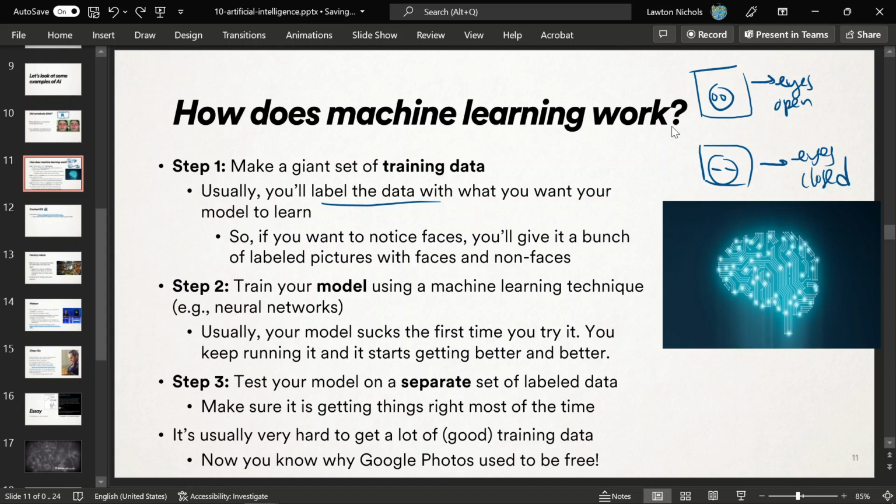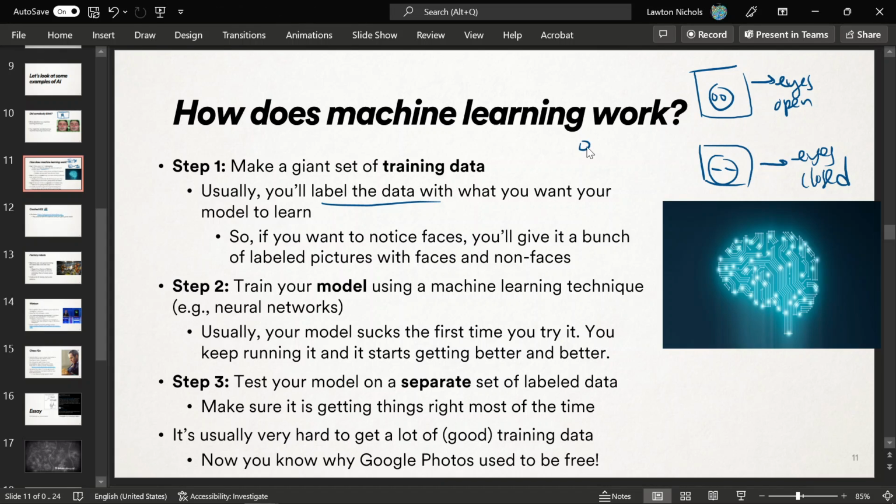We don't like that. We want to alert the user if they ever take a picture with somebody with their eyes closed. And so yeah, if you want to notice faces, you want to give it a bunch of labeled pictures with faces and non-faces. You give it a dog, you give it a picture of a clock, you give it a picture of these slides. You want it to be able to discern whether or not the thing we care about, a human head, is in there. Okay? So that is the idea.